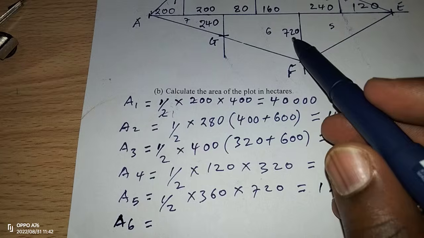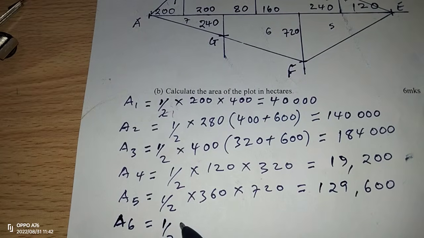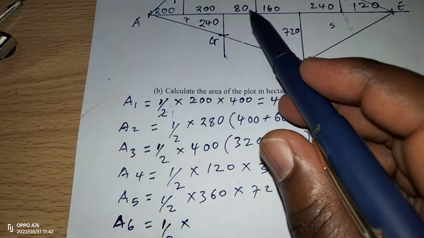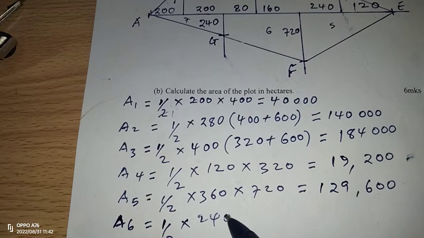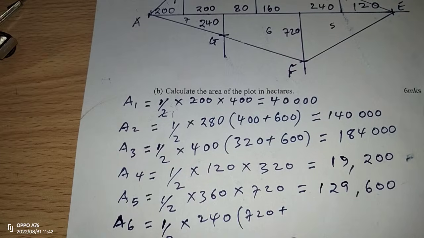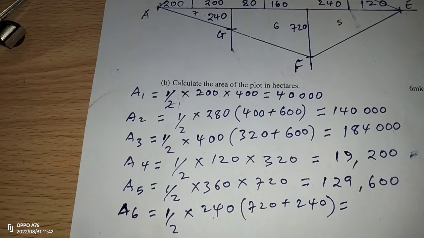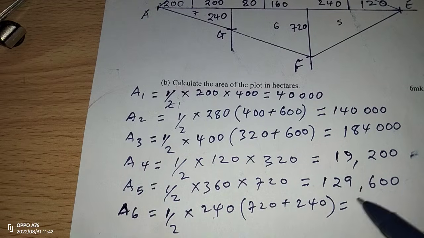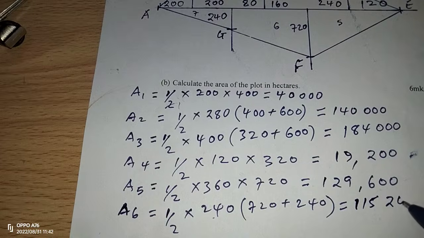Area 6. This is going to be trapezoidal. Therefore, half times the length between the two parallel sides of the trapezium, which is 160 and 80. This is 240. Then the summation of the two parallel sides, 720 and 240. Therefore, half by 240 is 120. So we'll have 120 multiplied by the summation of 720 and 240. This is giving us 115,200 square meters.